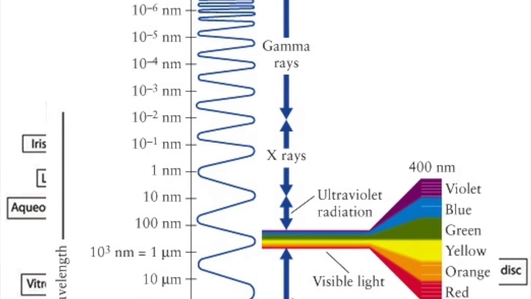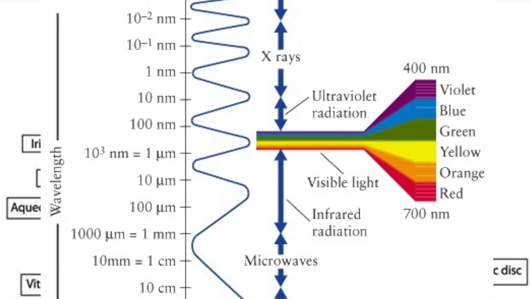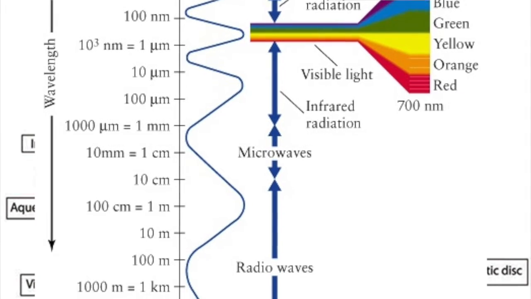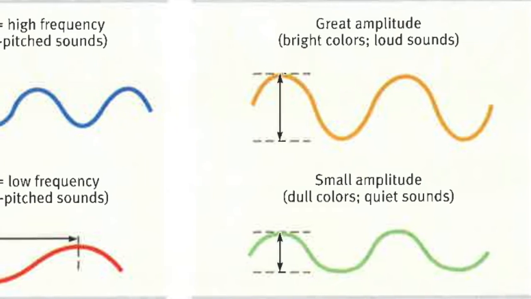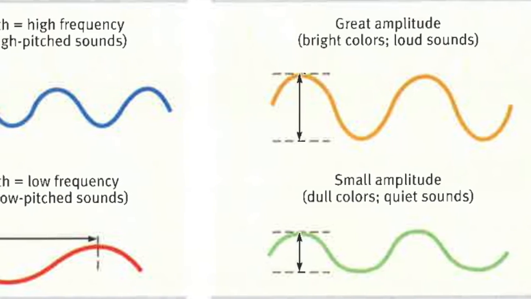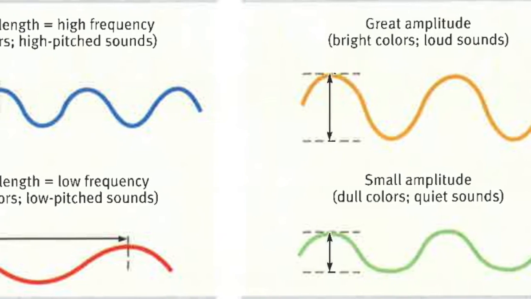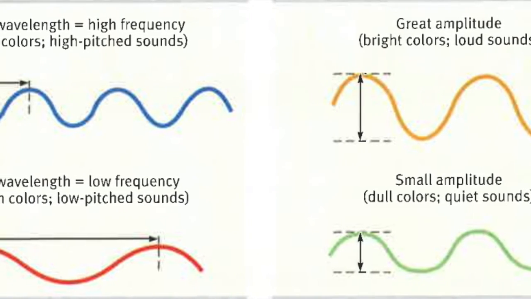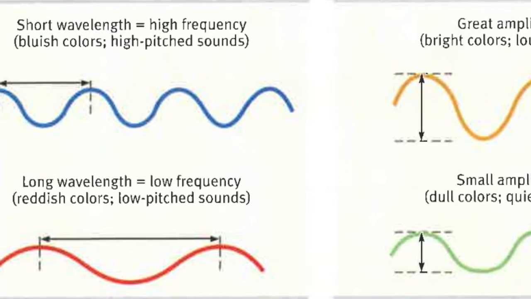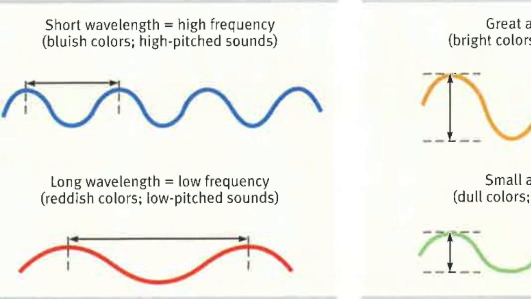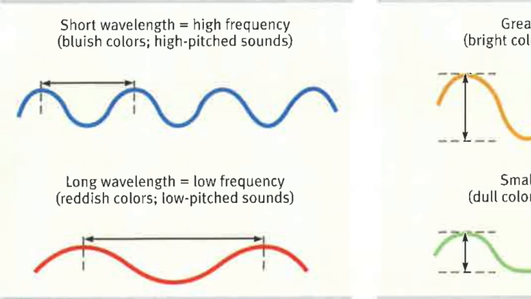Wait, Miss Frizzle, I heard that wavelengths are really important to vision. Well, Arnold, wavelength is the distance from the peak of one light or sound wave to the peak of the next. Come on, we all know that short wavelength means high frequency, such as bluish colors and high pitched sounds. On the other hand, long wavelength means low frequency, and examples would be reddish colors and low pitched sounds.